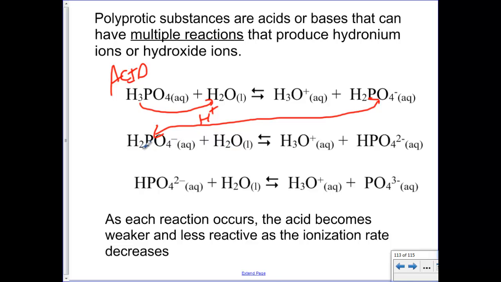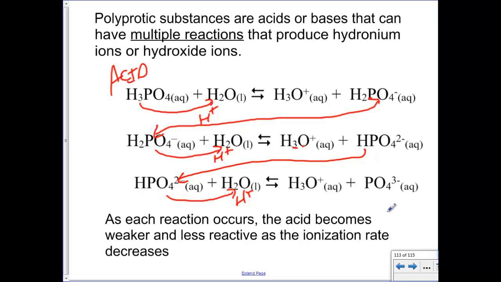You see how this guy has two H's left over? I could peel another H over to a water, make more hydronium, and now it becomes just HPO4 2 minus. Is this a thing? It is actually. You can even do this a third time. This guy could then go down here, lose its last hydrogen to water, and become PO4 3 minus.